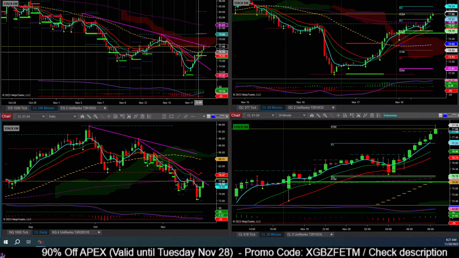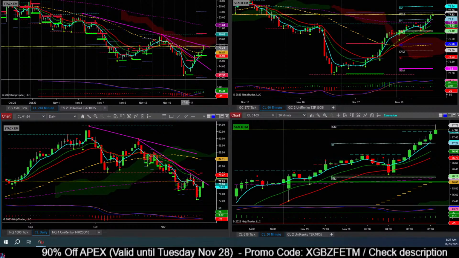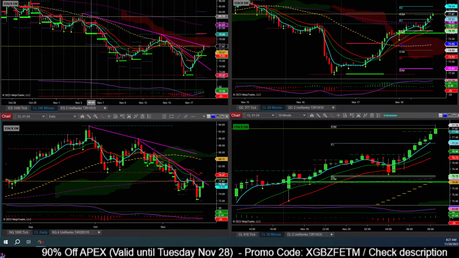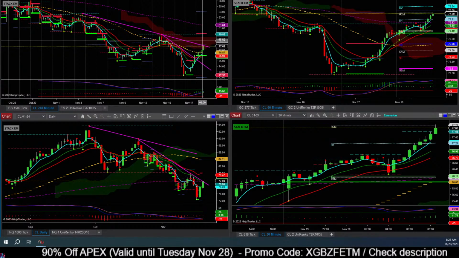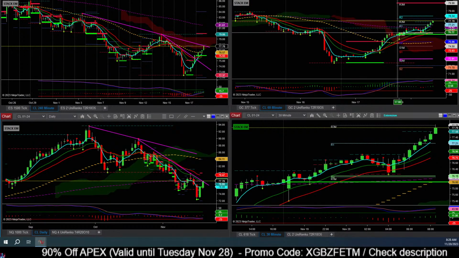gold. Let's move to crude, and then in crude, 240 minutes, we are right about to cross this diagonal here, and in the daily there is a diagonal there that we are about to cross as well in crude. So right at the resistance level. So let's see if it moves above this midpoint and moves up in the 240.